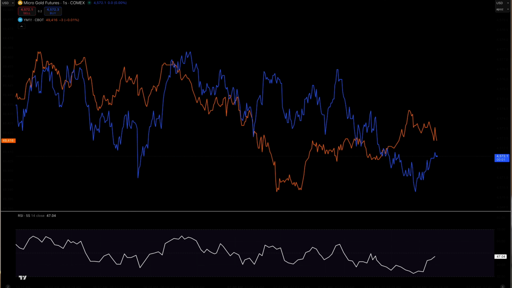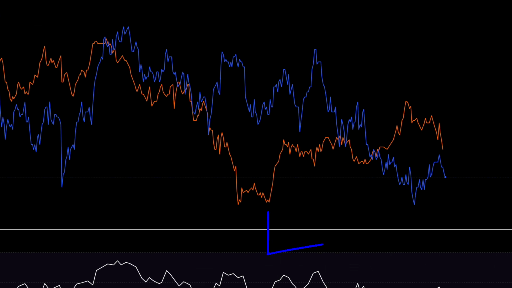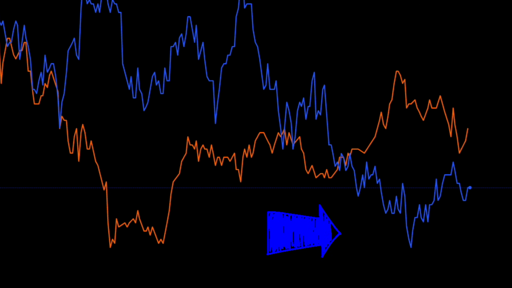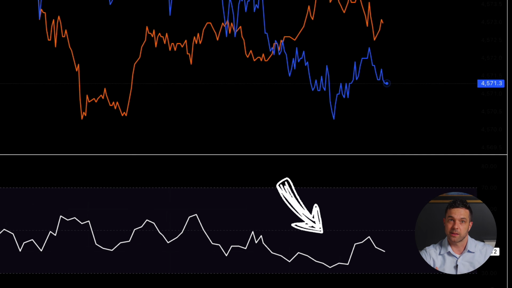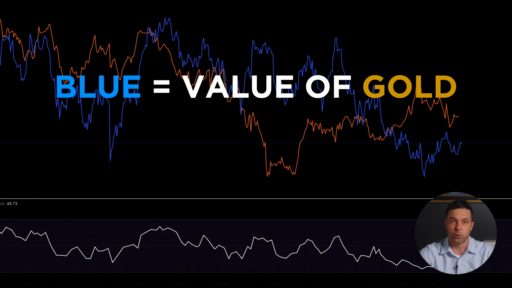There are 3 lines on the chart. A blue line, the one we are actually trading, an orange line, and a white line. The blue line represents the value of gold. Specifically, we like to use what's called gold futures.